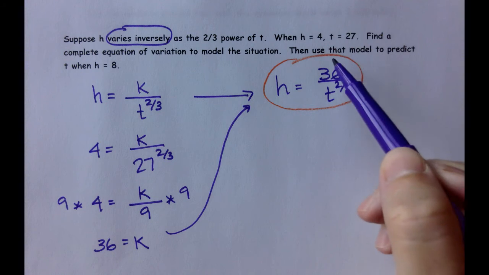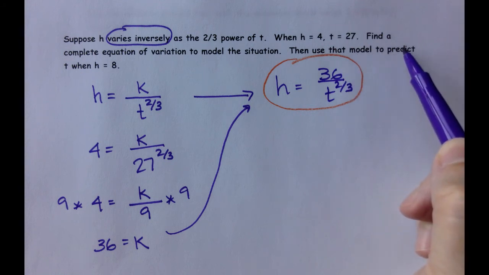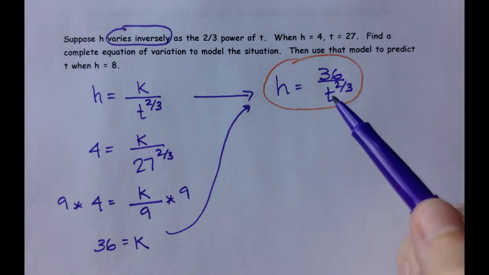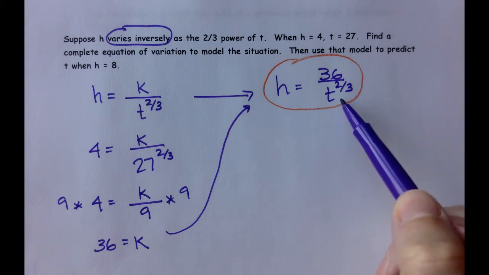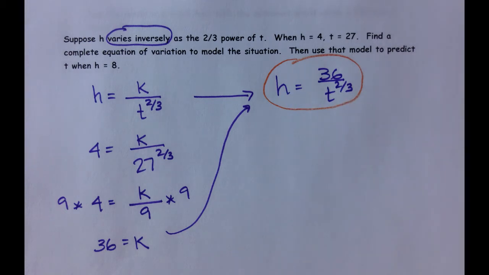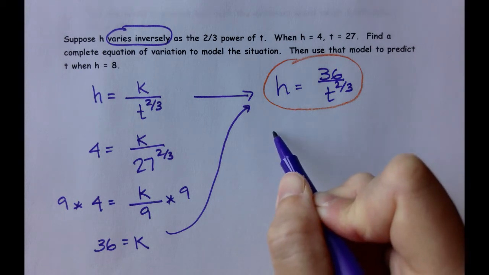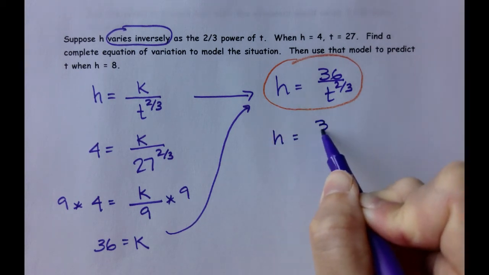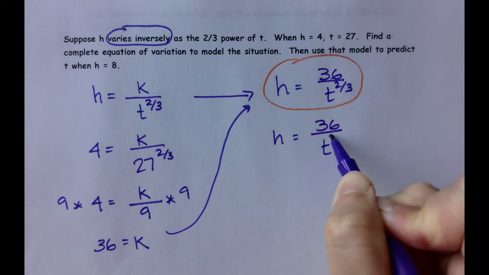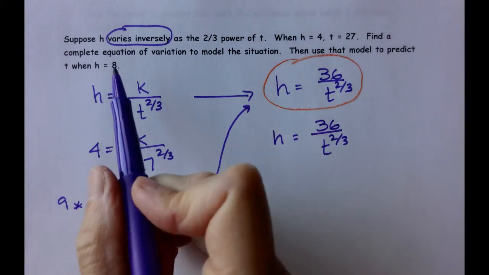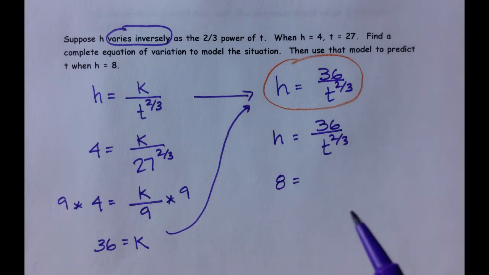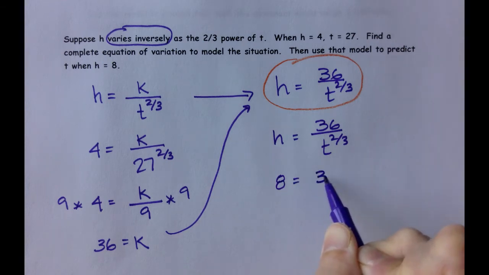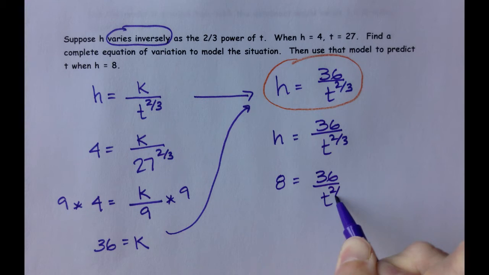The last sentence: use that model to predict t when h is 8. Well, that means we're going to take this model, recycle it, plug in the part that we know, and solve for the part that we don't know. I'm going to recopy. H equals 36 divided by t to the 2/3. H equals 8 is substituted in for the h. 8 equals 36 divided by t to the 2/3.